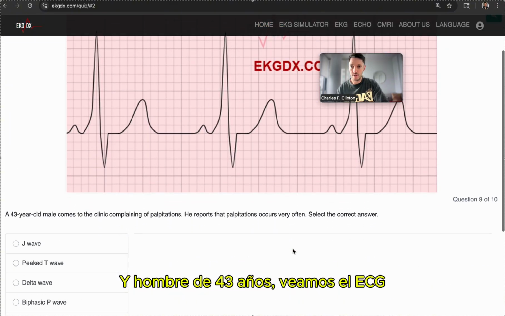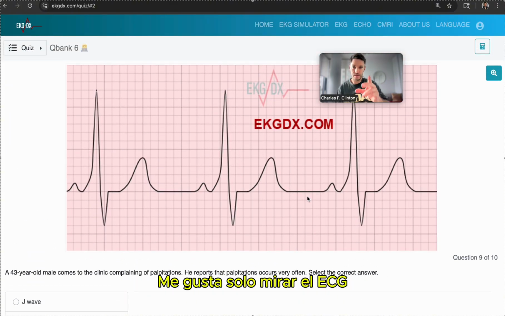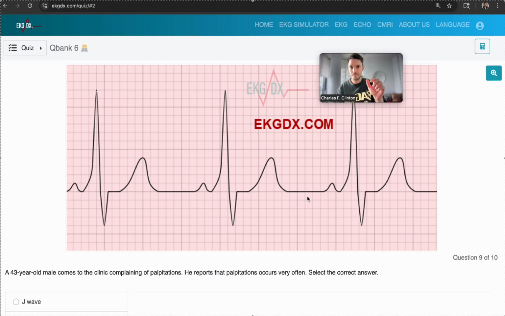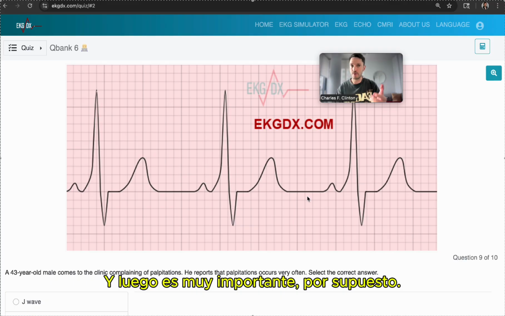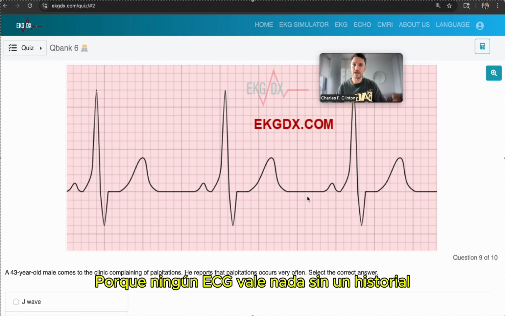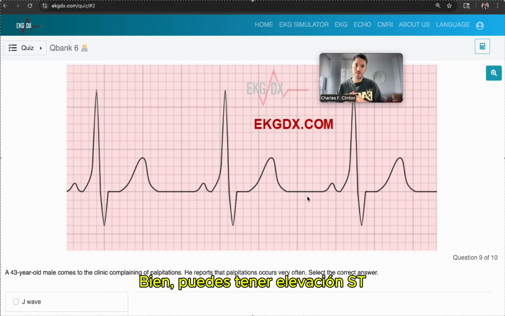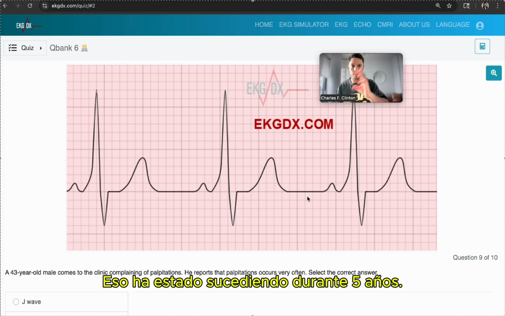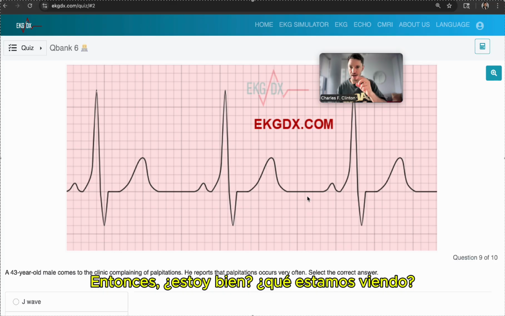And 43-year-old male, let's look at the EKG. I like to just look at the EKG, so you think, what is your electrocardiographic diagnosis? You just think about the electricity without the history, and then it's very important, of course, to take into account the history, because no EKG is worth anything without a history, right? You can have ST elevation, horrible looking. If you have no history, you don't know if it's a ventricular aneurysm that has been going on for 5 years, or if it's an acute ST elevation. So, MI, okay?